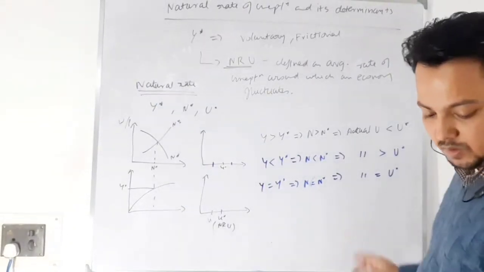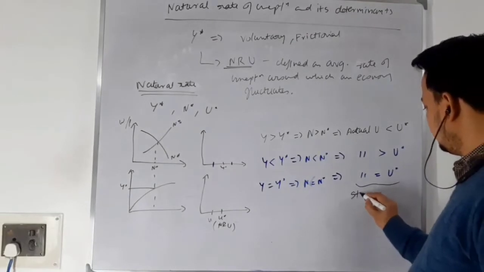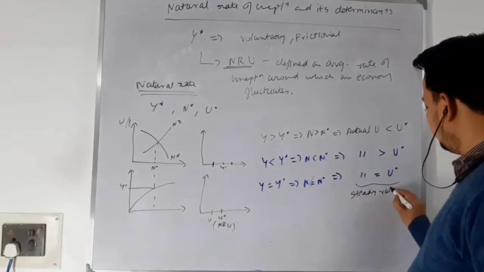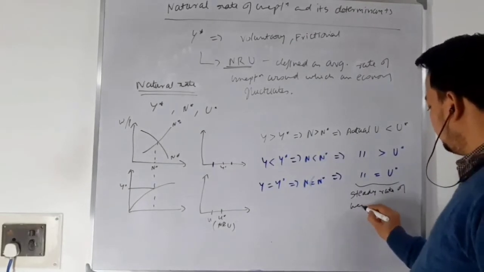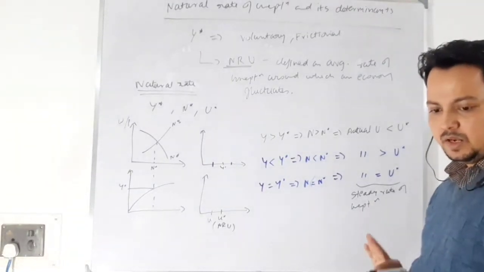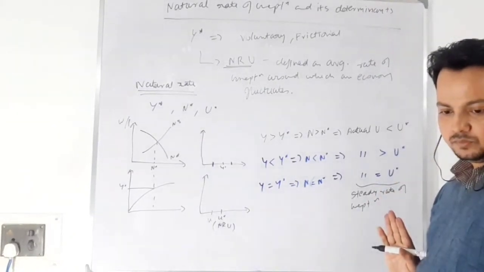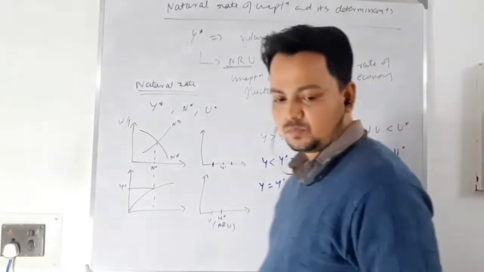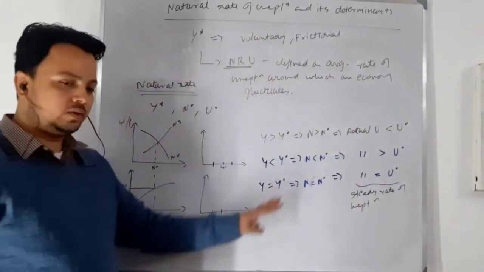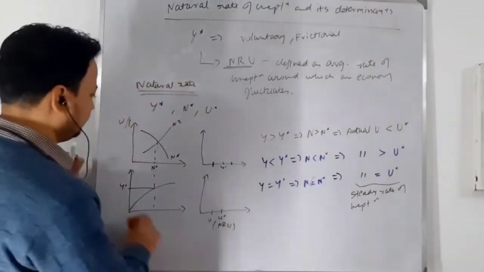And this is what we call the steady rate of unemployment, and it is associated with the natural rate of unemployment. Okay, this part of the analysis is clear. Let me write this one.